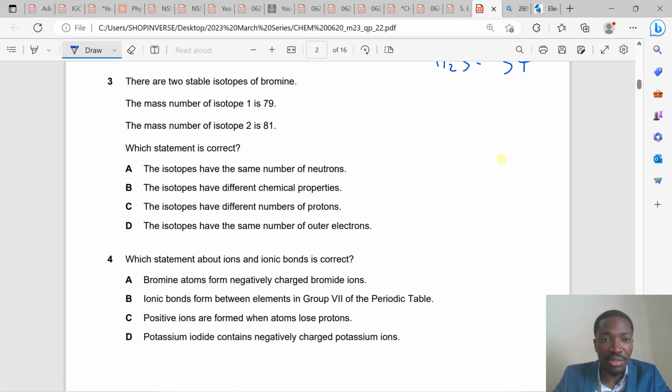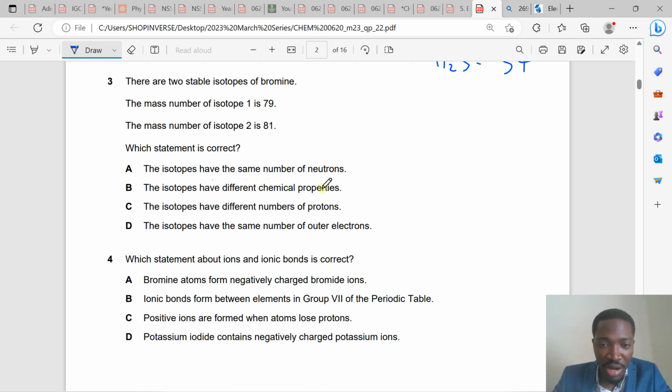Let's go to question 3. There are 2 stable isotopes of bromine. The mass number of isotope 1 is 79. The mass number of isotope 2 is 81. Which statement is correct? Number 1, isotopes have the same number of neutrons. The concept of isotopy is that a substance has the same atomic number but a different number of neutrons. So this one is not correct.